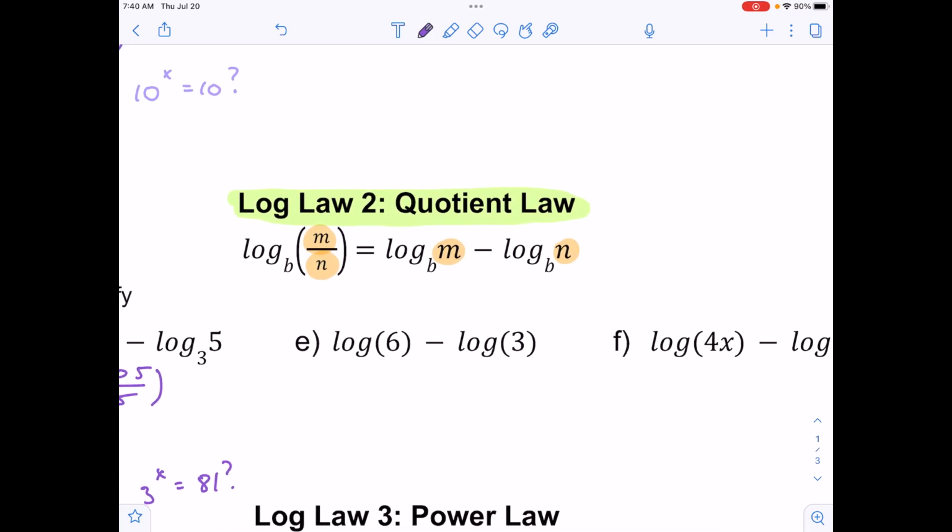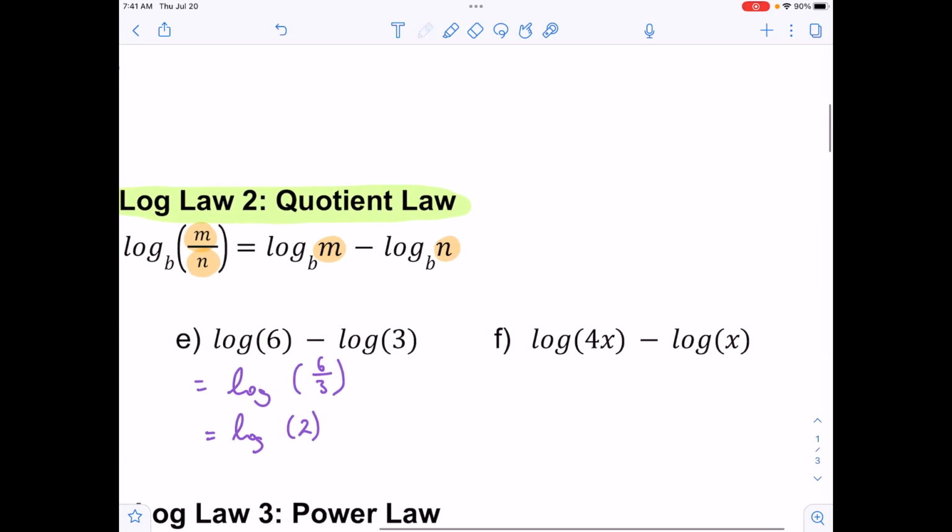Log of 6 minus log of 3. So this will be log of 6 divided by 3, which is 2. This one is not solvable. I have a 10 here. 10 to the power of something is 2? No, that's not possible. So we're just going to leave it as log of 2.